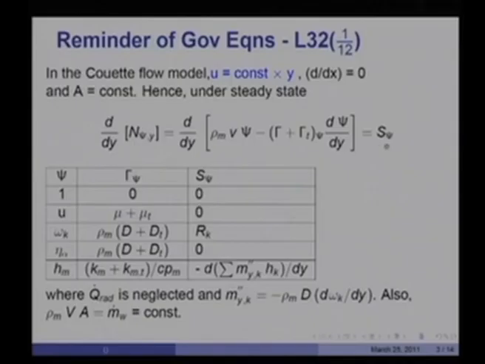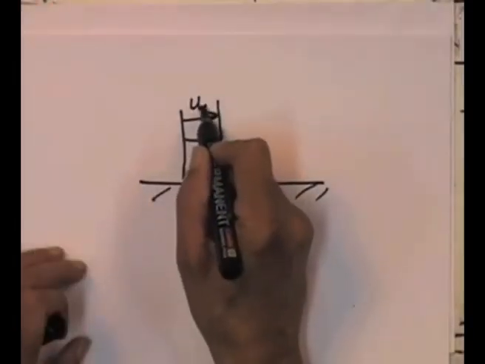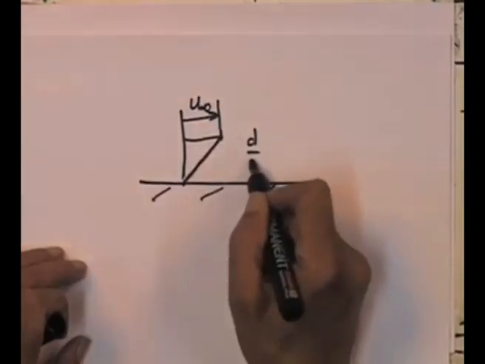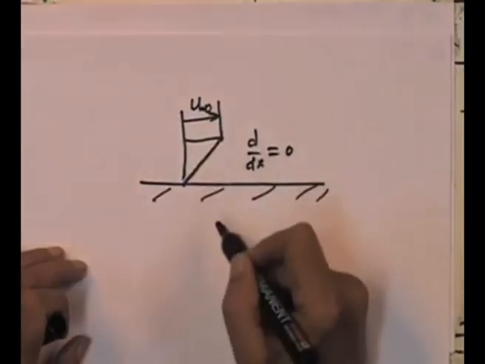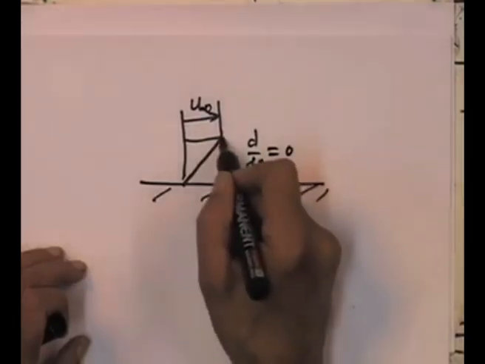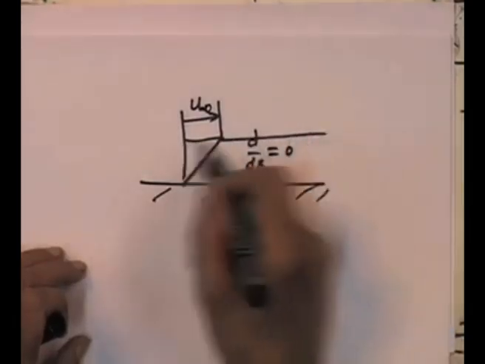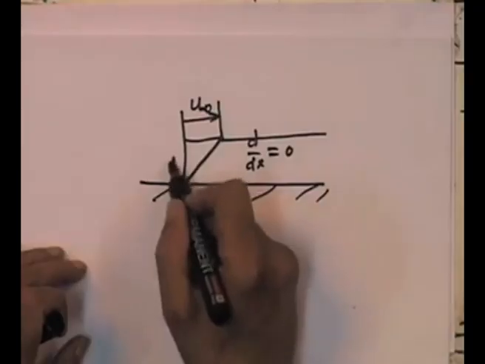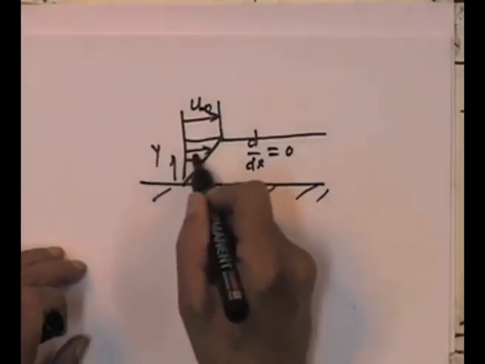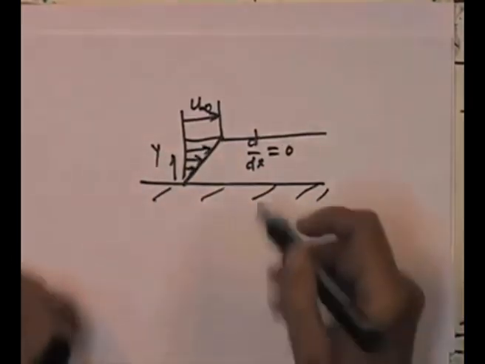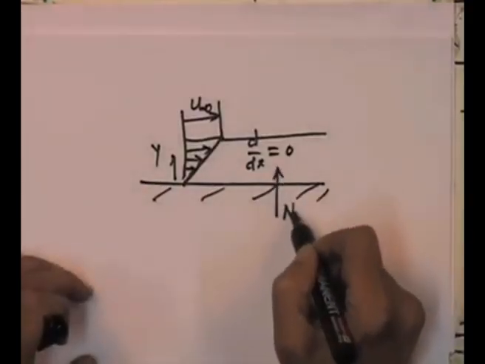equal to s psi. Just by way of reminder, the Couette flow model is really, let us say this is the surface, and we assume that the velocity profile will be like so, with u infinity here. All d by dx are 0 for all variables, and u infinity remains constant along the plate, and this is the direction y. So, this is really the Couette flow model. The mass transfer would be taking place in this direction.